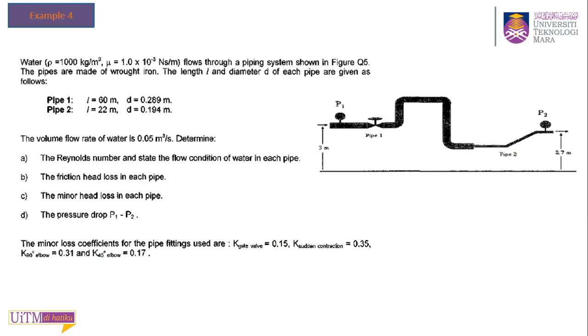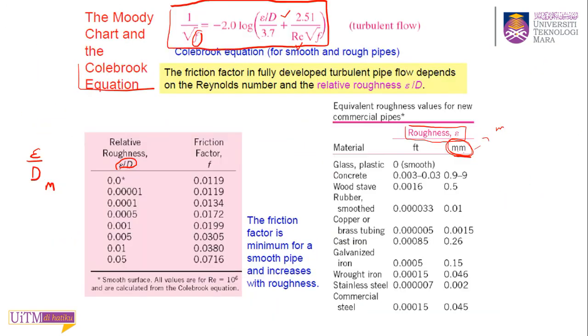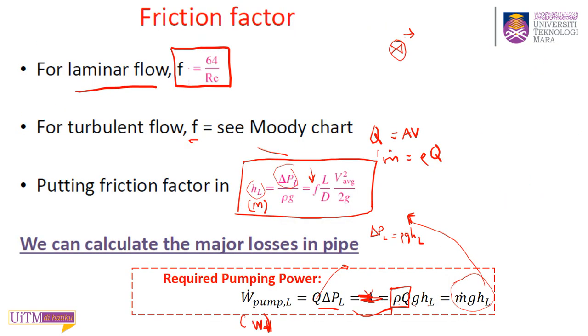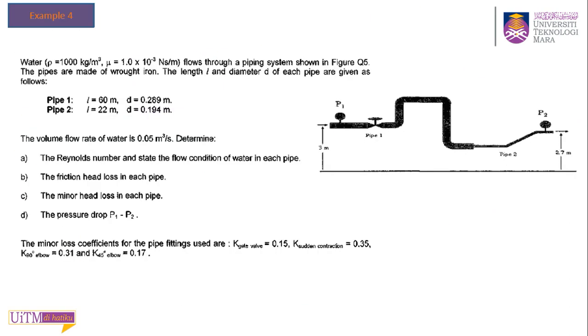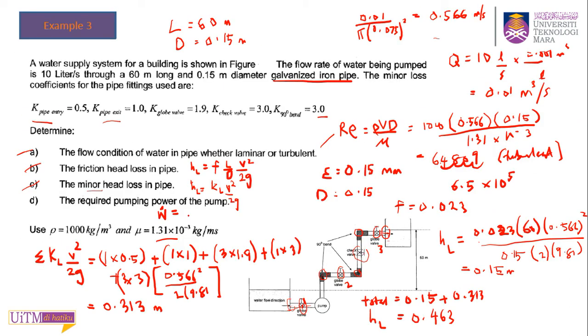the equation there. We check back. This is the Q. So we have the HL. So rho times Q times G times HL. Okay, rho times Q times G times HL. We have the rho 1000, we have the Q 0.01, we have the G, we have the HL. So you calculate this.